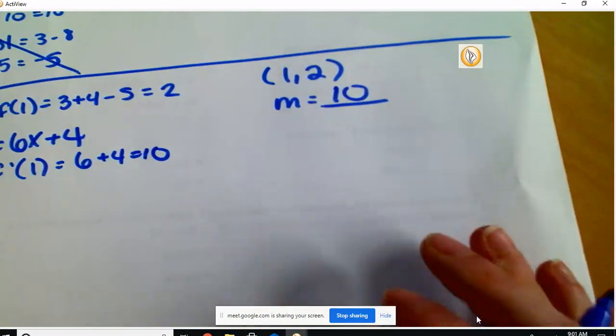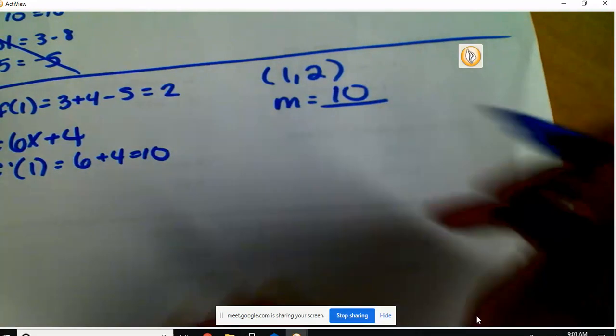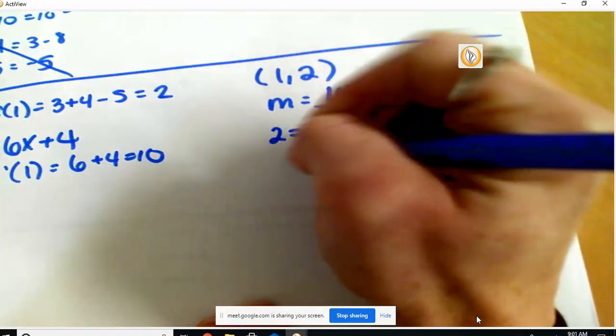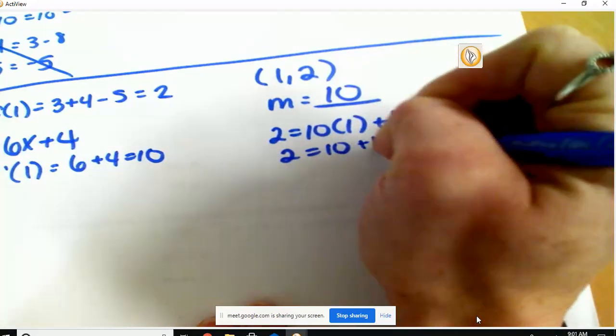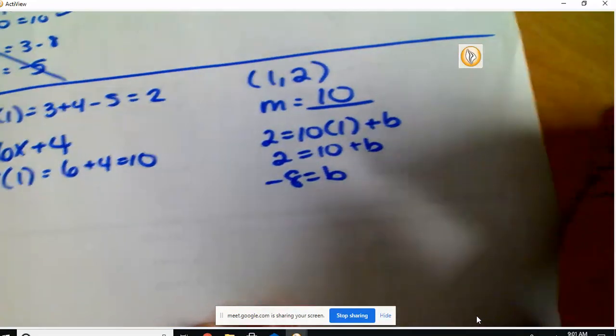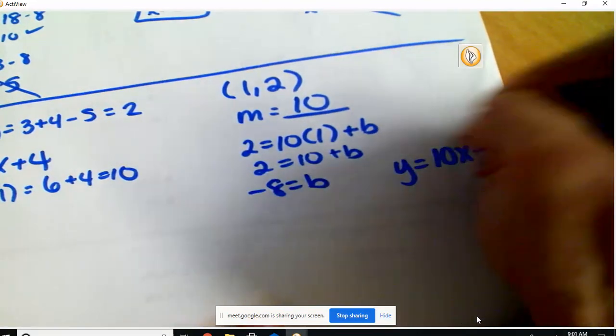So now we have a point and a slope, so we can write our full equation. Plug into y equals mx plus b. So your y-intercept is negative 8. Final equation would be y equals 10x minus 8.